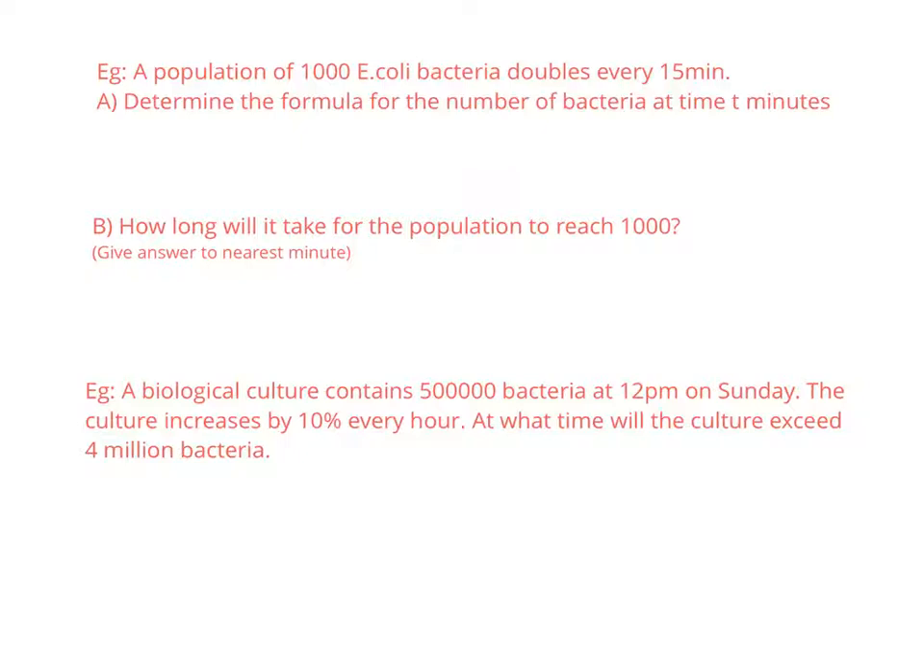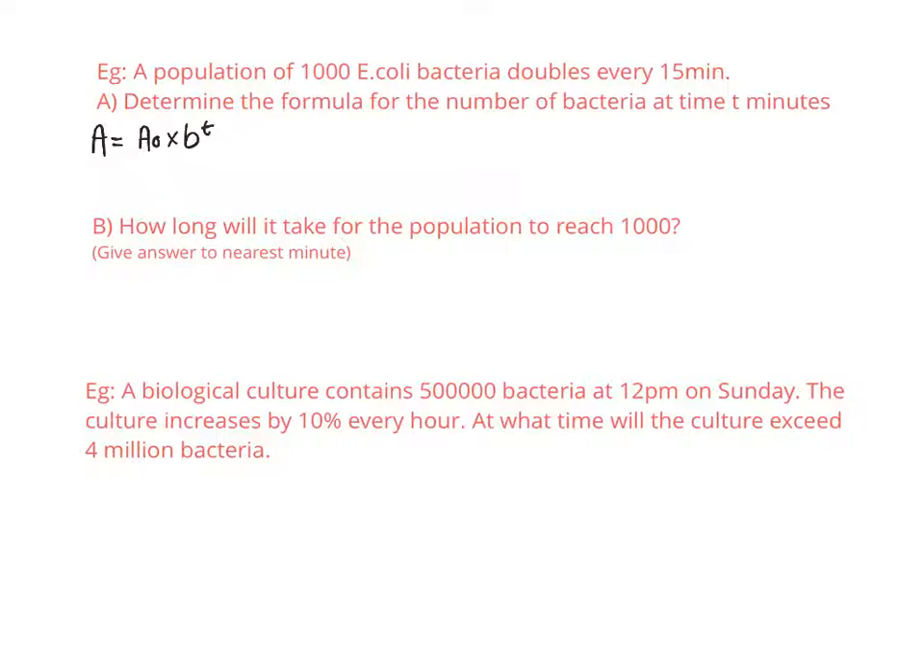A population of 1,000 E. coli bacteria doubles every 15 minutes. Determine the formula for the number of bacteria at time t minutes. Because it doubles every time, you get an amount and then that amount doubles, and then that amount doubles. That's exponential. So when you see that, you go, all right, it's an exponential thing, so I'm going to write out what we wrote, which was this.